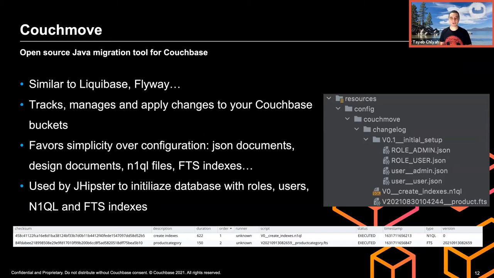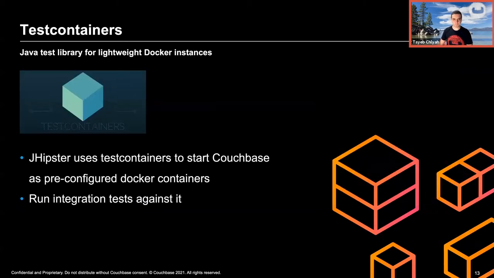It handles migration between versions of your application using incremental changes. It is widely inspired from Flyway. It favors simplicity over configuration. You just need folders with JSON documents or files with N1QL or FTS extensions, and respect the nomenclature, which is V followed by the version, double underscore, and description. And Couchmove will execute them once for you.